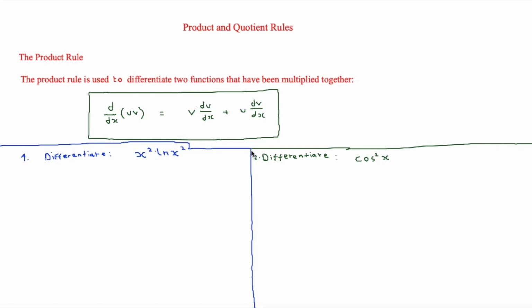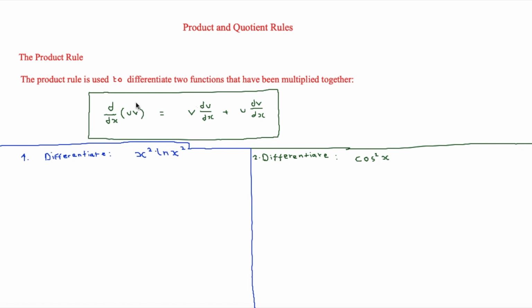This is Samsak, and in this video we're looking at the product and the quotient rule. So first of all, we will look at the product rule, as the product rule is used to differentiate two functions that have been multiplied together. And it has a formula, and this formula you need to know.